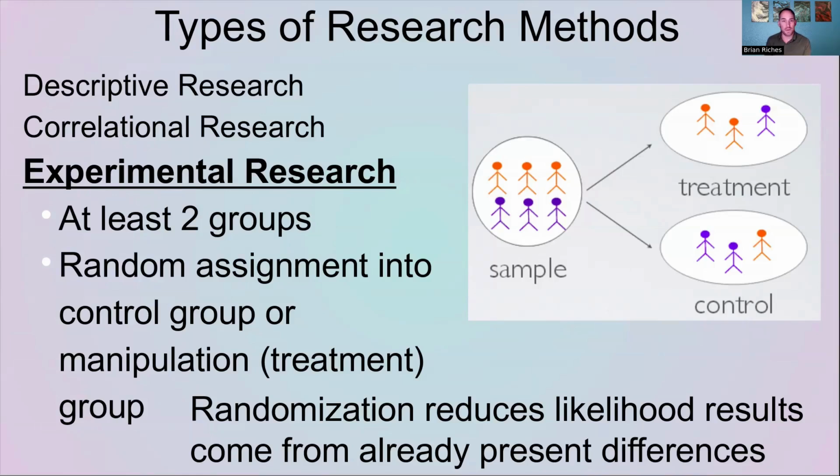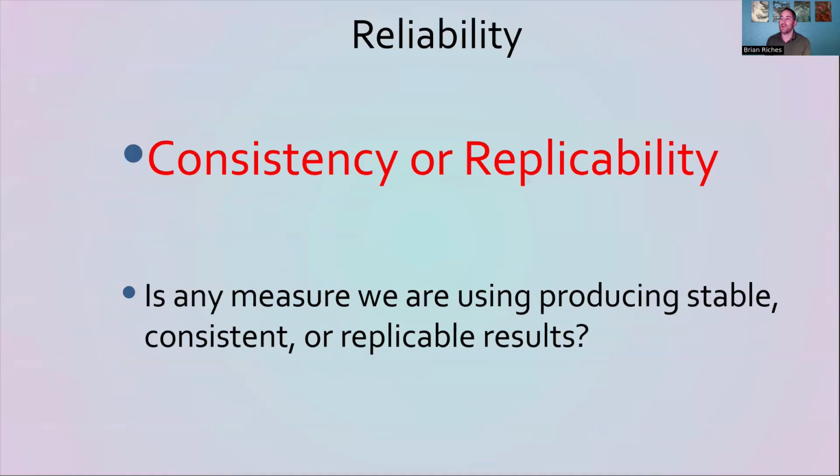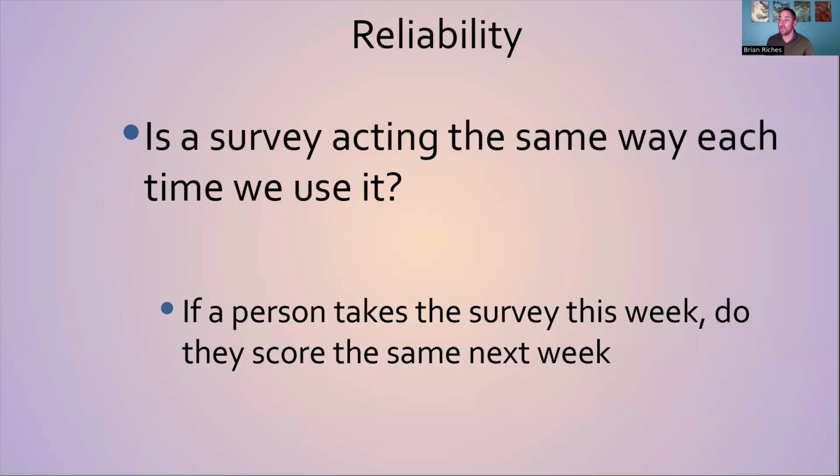All right, when we are measuring things, when we are doing studies, another important piece is reliability. So when you hear reliability, think consistency or replicability. Is the measure that we are using producing stable, consistent results? With that, is the survey acting the same way each time we use it? If we give them the survey this week, will it be the same as when we give it to them next week? Something that you don't expect to change very quickly, like maybe personality style, that should probably be the same this week and next week.